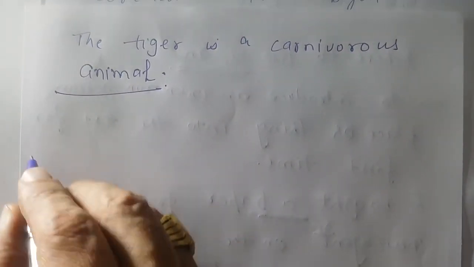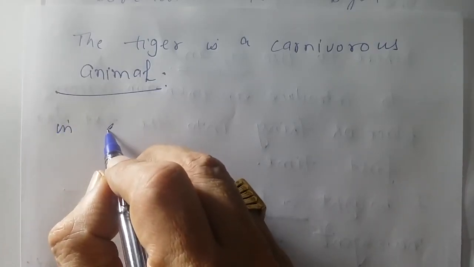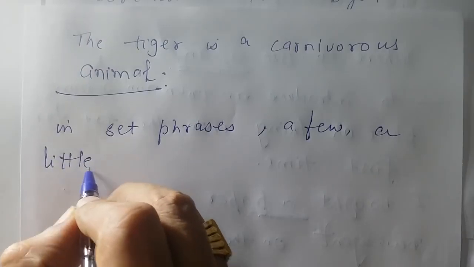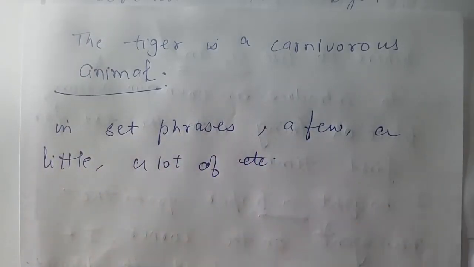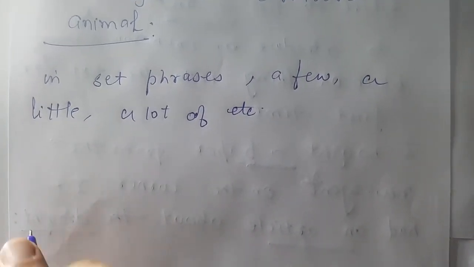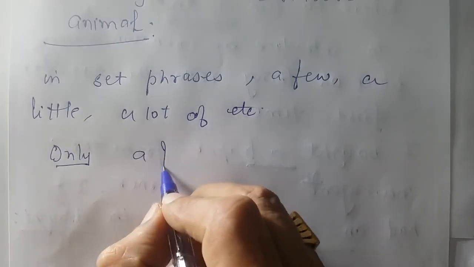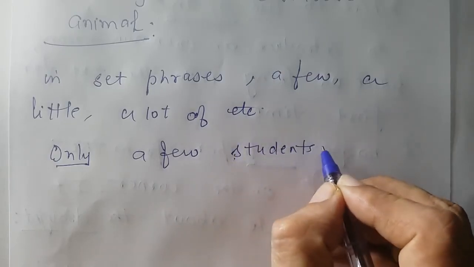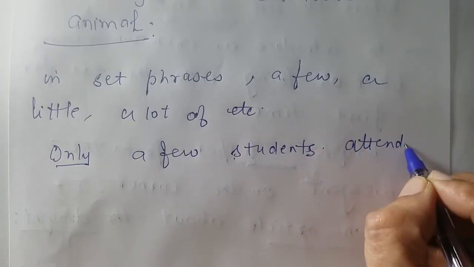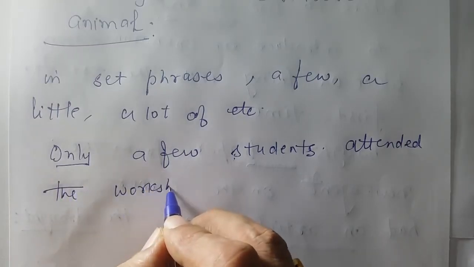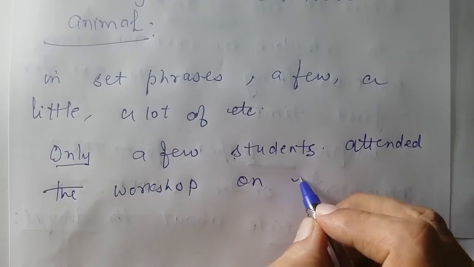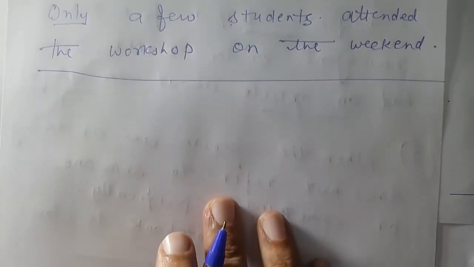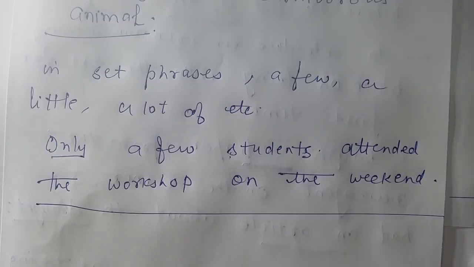Then we have to use it in set phrases like if, few, a little, a lot of, etc. Right. How? Only. But it has positive sense also. Remember this thing? Few students. Only a few. So can I go with S here? Students attended the workshop on weight cut. So this is the point. So these are the rules of a or an, I want to say.